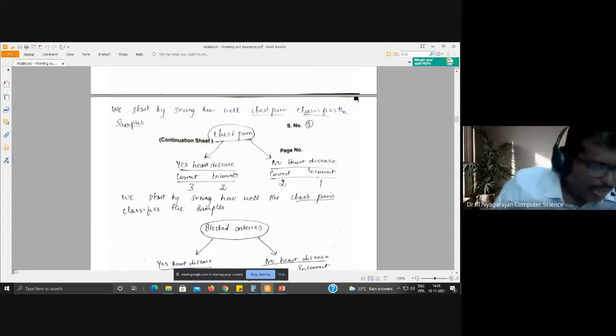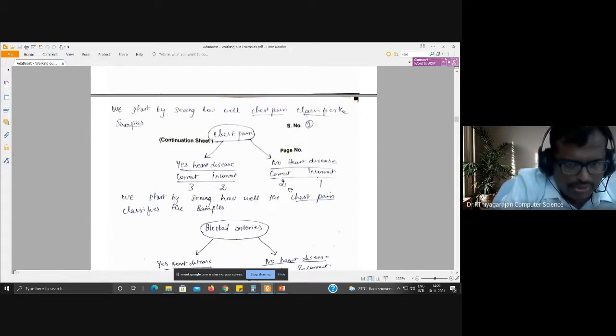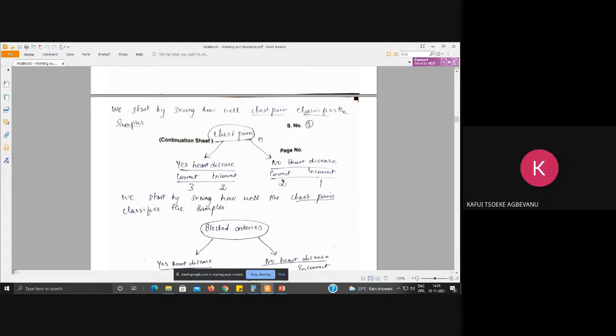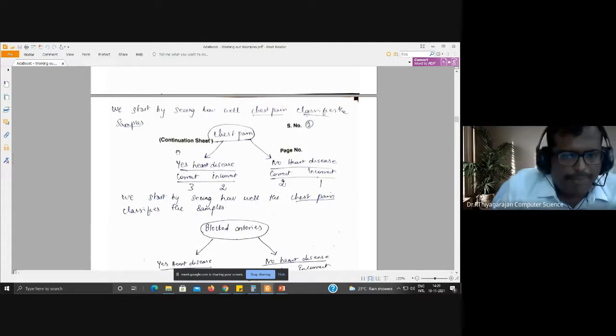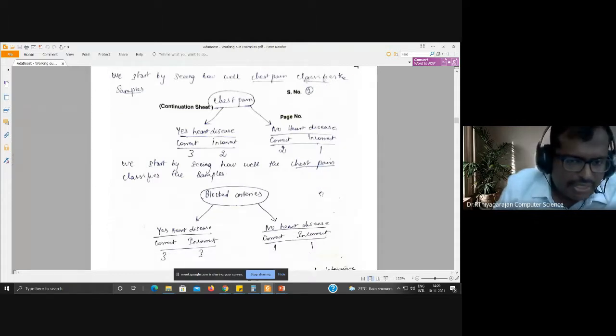Similarly, check if the chest pain is no, how many times the heart disease is also no. How many times is there no heart disease when the chest pain is no? 2. Check if the chest pain is no, how many times is there heart disease? 1. Yes. Now we construct a stump for this. This is called a stump. This is how you can construct a stump. These are called weak learners. We'll decide which is the weak learner.